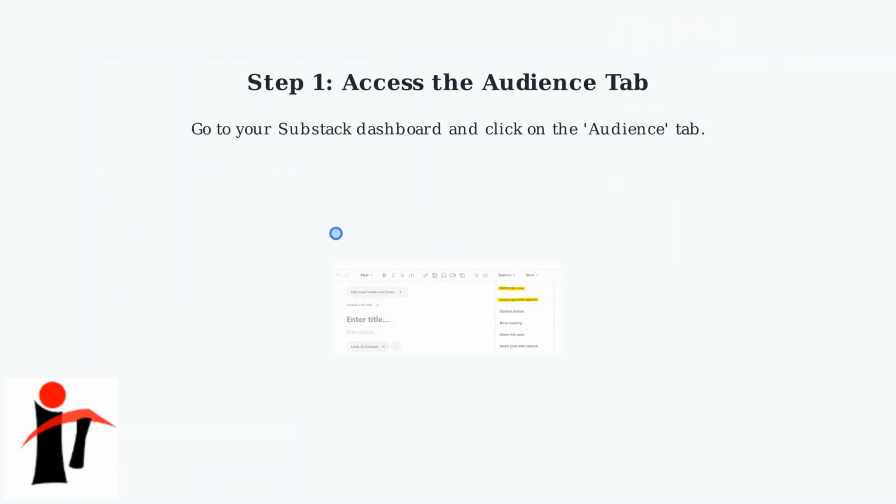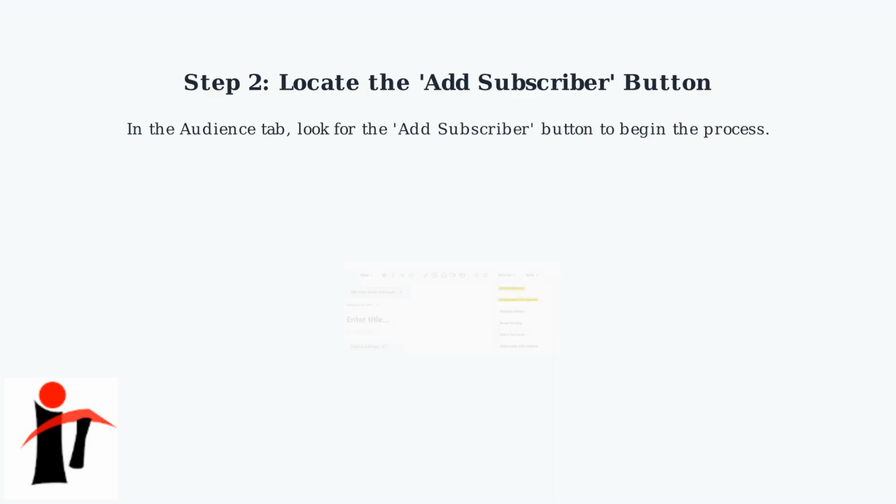To manually add a single subscriber, start by accessing your Substack dashboard. Navigate to the Audience tab, which is where you'll manage your subscriber list. Once you're in the Audience tab, locate the Add Subscriber button. This is specifically designed for adding subscribers one at a time, unlike bulk imports.